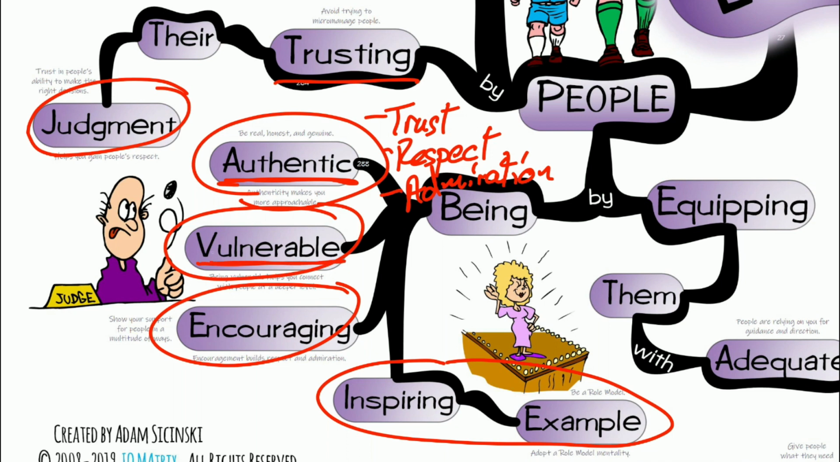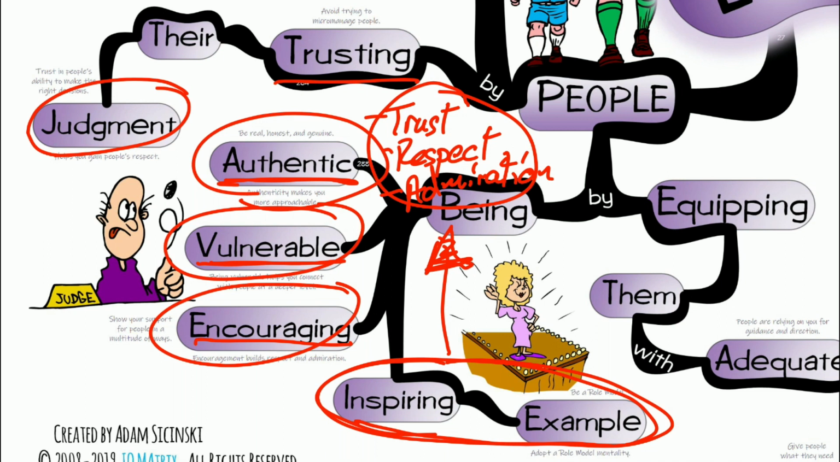When we come across as being more vulnerable, again, that brings people closer to us, helps us to bond with people at a deeper level. When we're encouraging and we support people, that again addresses the level of trust, respect, and admiration. And here, being an inspiring example, again, that comes back to trust, respect, and admiration.